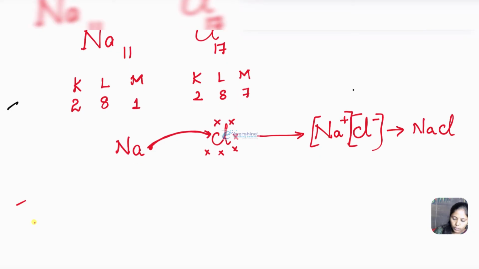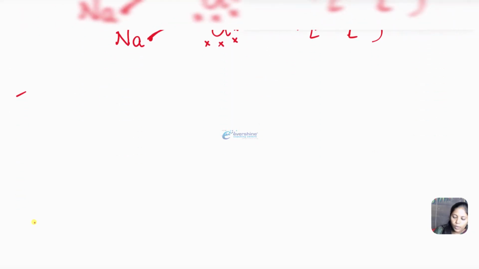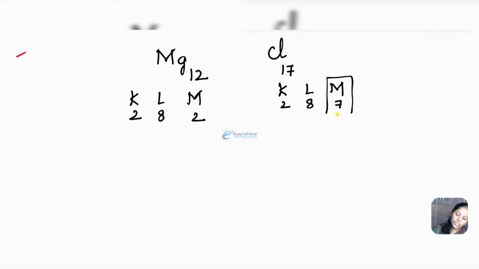Next we'll see how magnesium chloride is formed. Magnesium atomic number is 12. Chlorine atomic number is 17. Magnesium has K shell 2, L 8, M 2 electrons. In chlorine, K shell 2, L shell 8, M shell 7. So there is one deficient in the last shell in chlorine, and here 2 excess in the last shell.